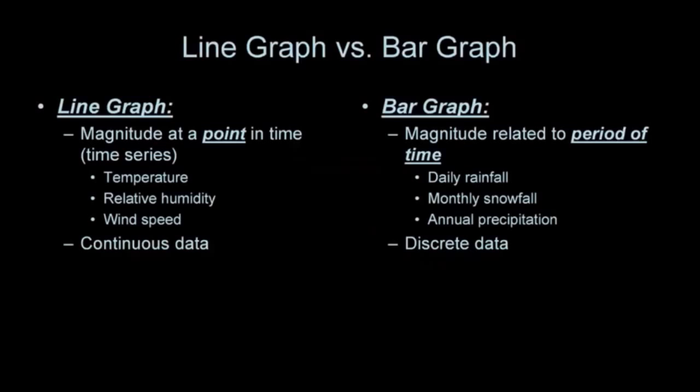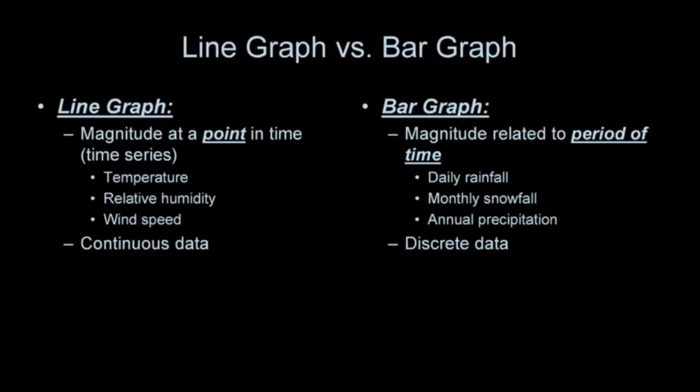Whereas if it's stuff that can actually be quantified, stuff that can be put into a container, for example rain or snow, then we're going to use a bar graph. Bar graphs we're going to use to measure a particular period of time. So for a day, how much rain did we get on a certain day? Well, we would use the bar graph to showcase that. How much rain did we get for a certain month? Well, we would use the bar graph to showcase that.